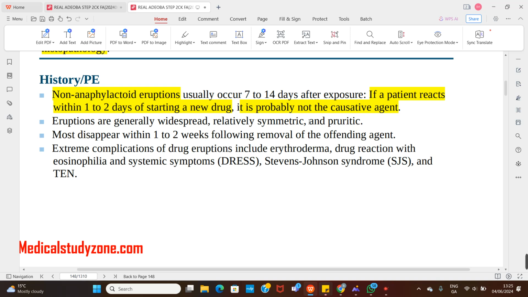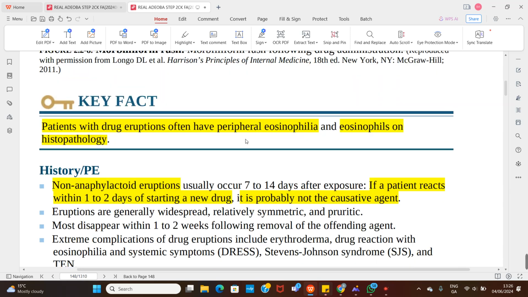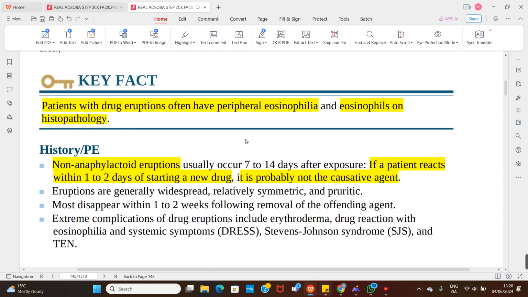And again, we need to know the pattern of eruptions. They are usually widespread, just like we said. They are all over the place. They are symmetric and they are pruritic.